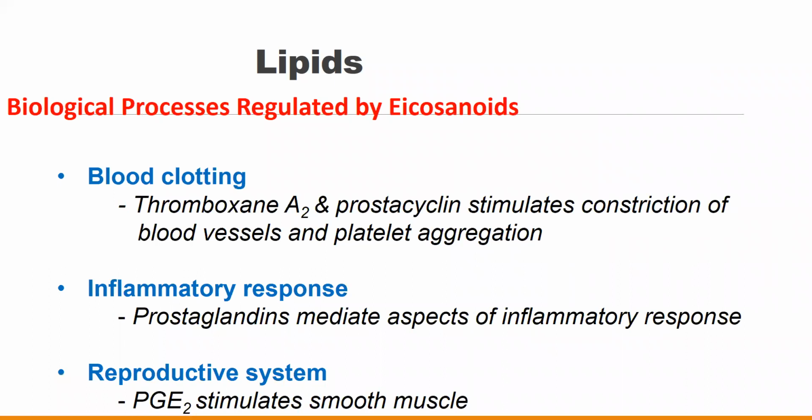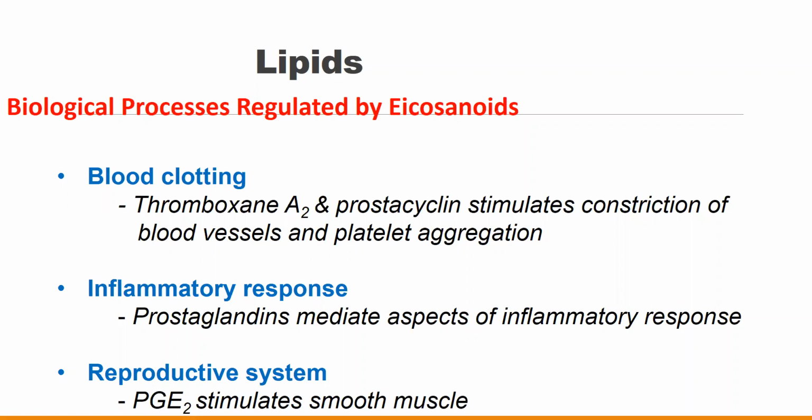So why are eicosanoids important? Because they are part of the blood clotting process. In fact, thromboxane A2 and prostacyclin stimulate the constriction of blood vessels and platelet aggregation. We need this especially if our body is being attacked. For example, when you get wounded, we need the blood clotting process in our body to heal.